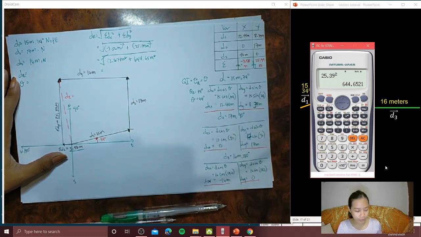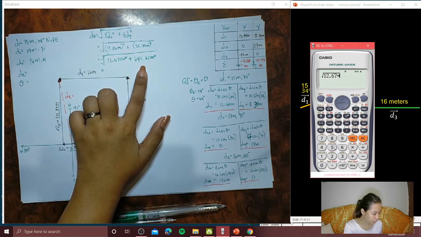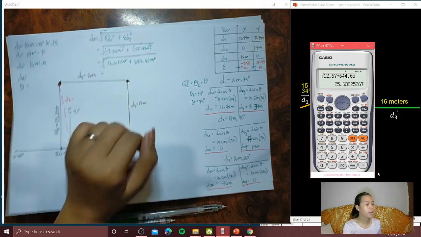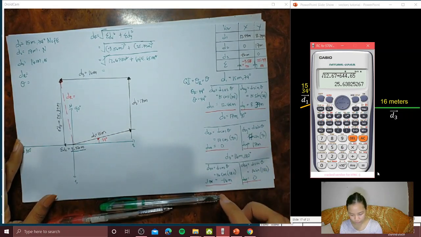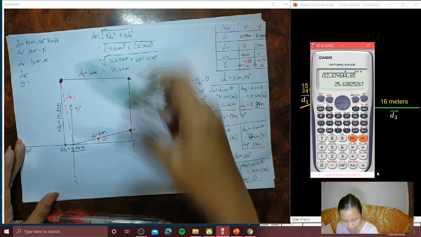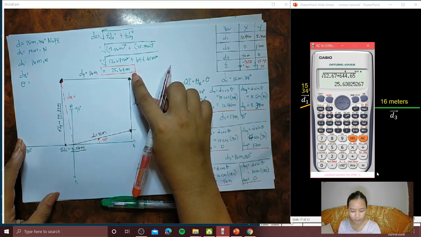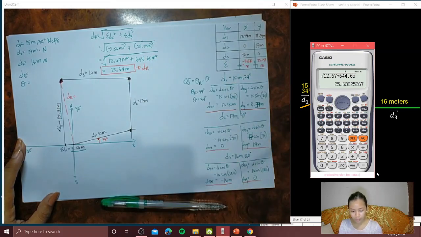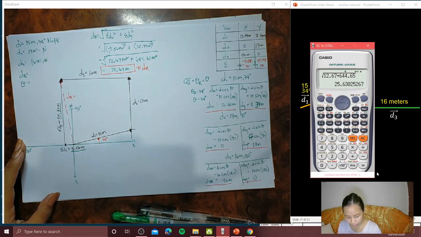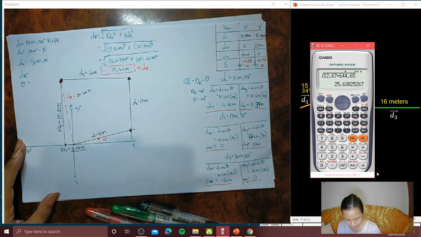Okay. So, let us solve for the values here. So, we have the square root of 12.67, oops, sorry, it's 12.67 plus 644.65 equals 25.64. So we have 25.64. So let me write here 25.64 meters. And this is now for our d sub r. We have solved our d sub r. Okay, so let us write here our value for the d sub r. Let me have here 25.64 meters. So we have there the value already.